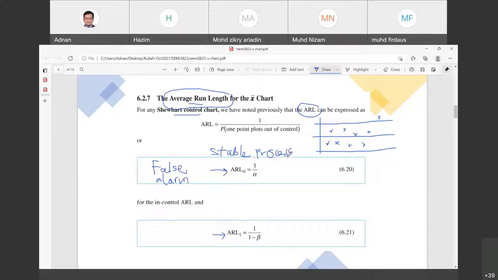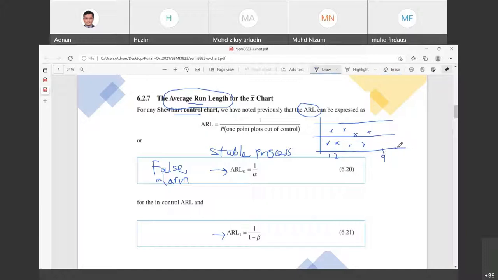So if this is number one, number two, number three, number four, number five, number six, number seven, number eight, number nine, let's say number nine is the trigger. But actually the ARL for a stable process is going to be very long. Let me make a correction here. It will not be here. It's going to be very long.